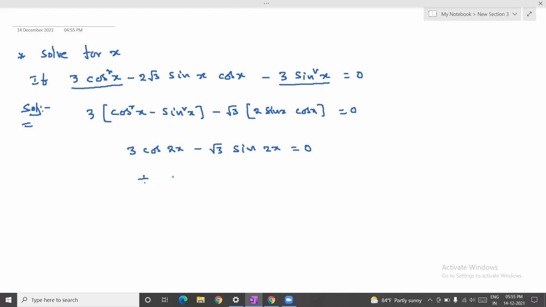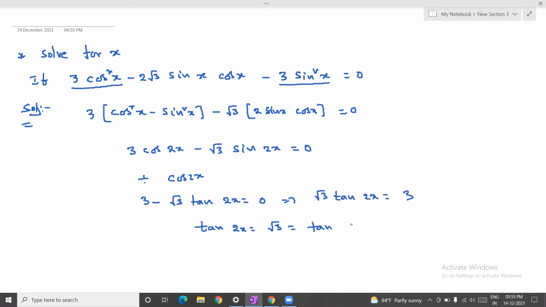So if I'm dividing the whole equation with cos 2x, then I will get 3 minus root 3 tan 2x is equal to 0. From here, tan 2x will be equal to how much? Root 3, which is known as tan. From here, root 3 tan 2x will be equal to 3. So from here, tan 2x will be equal to 3 by root 3, which is root 3, and 2x will be equal to 60 degrees, which is equal to tan pi by 3.